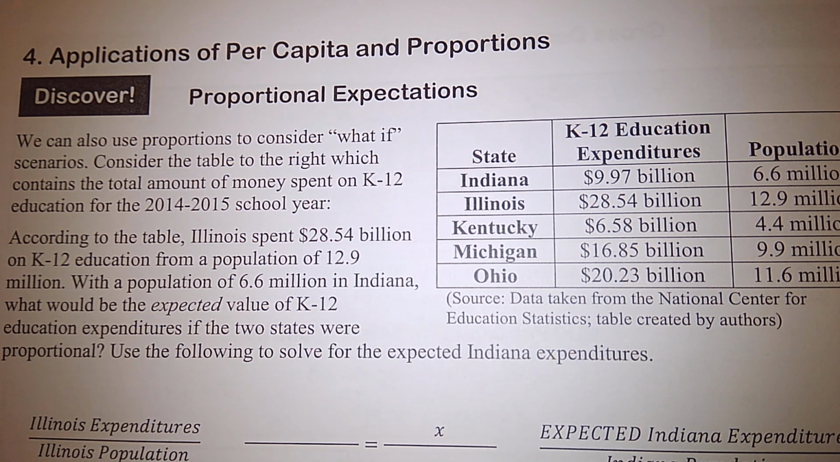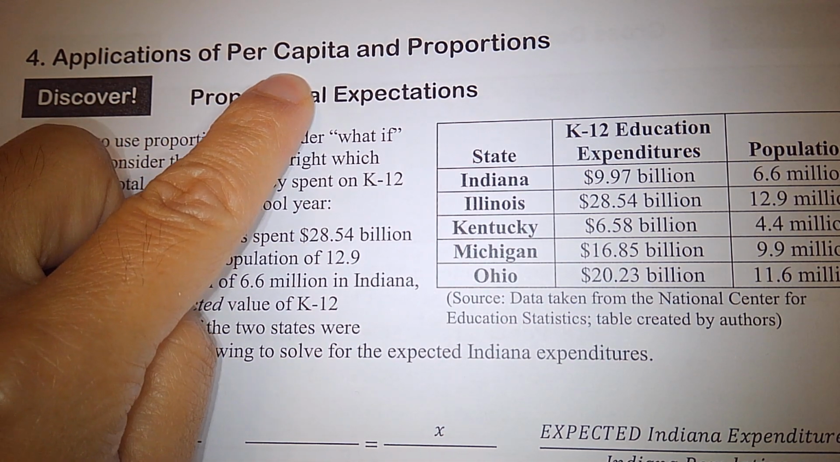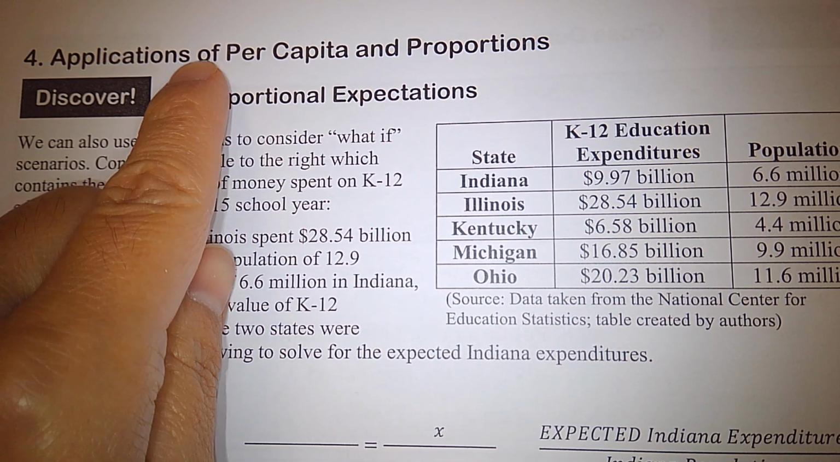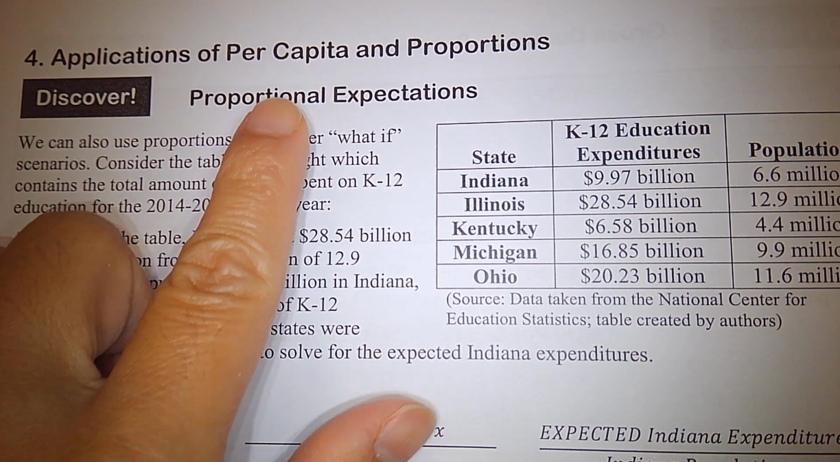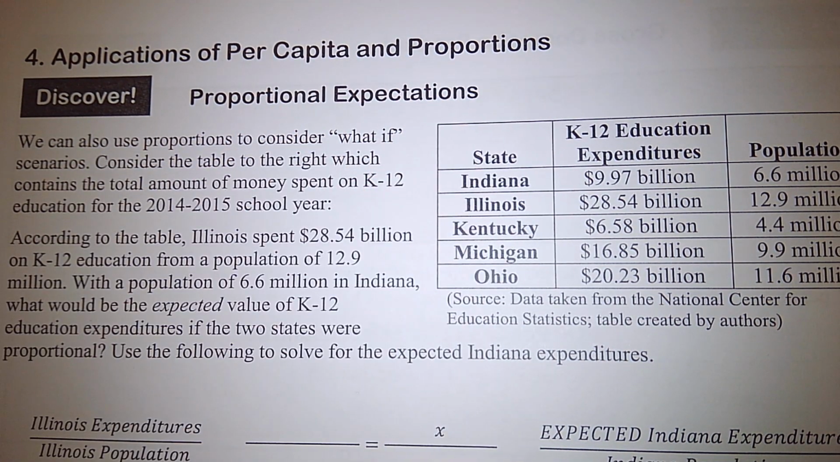Okay, guys, section 4, applications of per capita and proportion. Actually, this section 4 is an extension section from section 3, so it's good that we do both sections together today. You will see that we're still studying per capita and proportions. It's just more word problems, more applications.